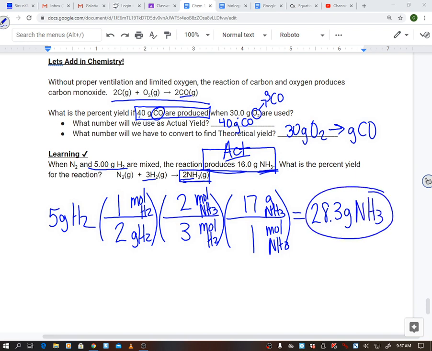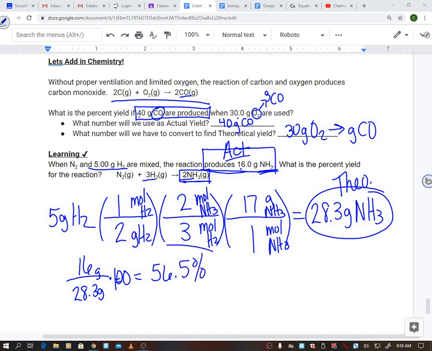Now this is not your answer. This is the theoretical. In theory, you should have made 28.3 grams, but what you actually made was 16. So now we want the percent. And remember, percent is always actual over theoretical: what you made versus what you could have made. Then multiply by 100. So 16 divided by 28.3 times 100 is going to give you 56.5%. Not a great yield, only about half. But that's how you do these problems.